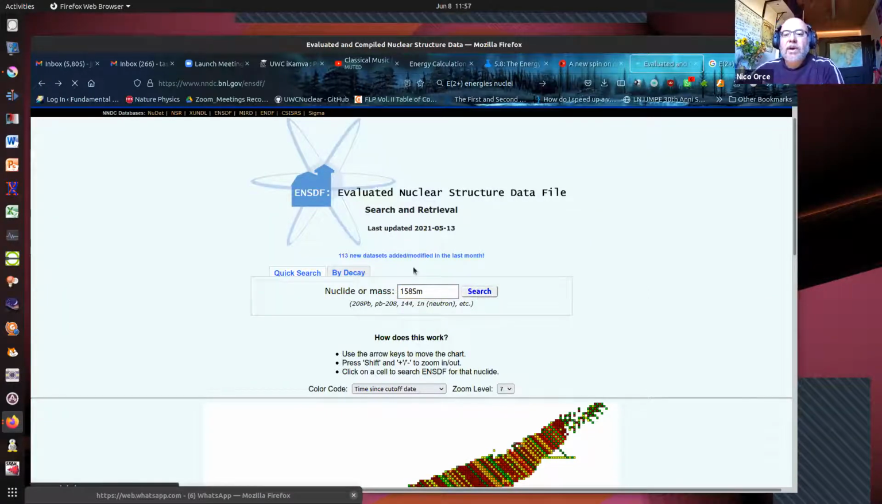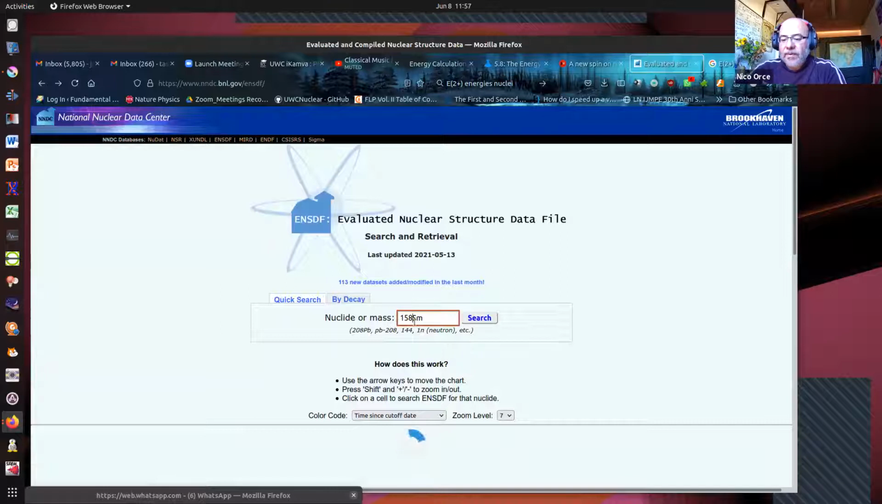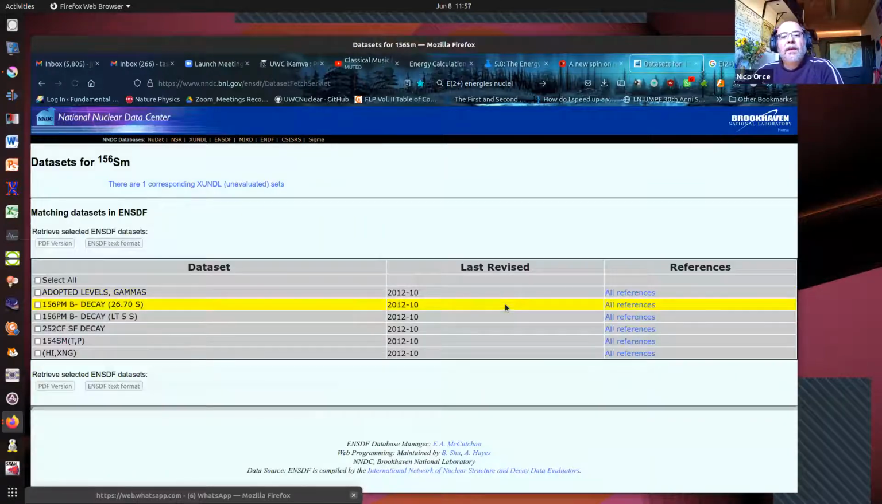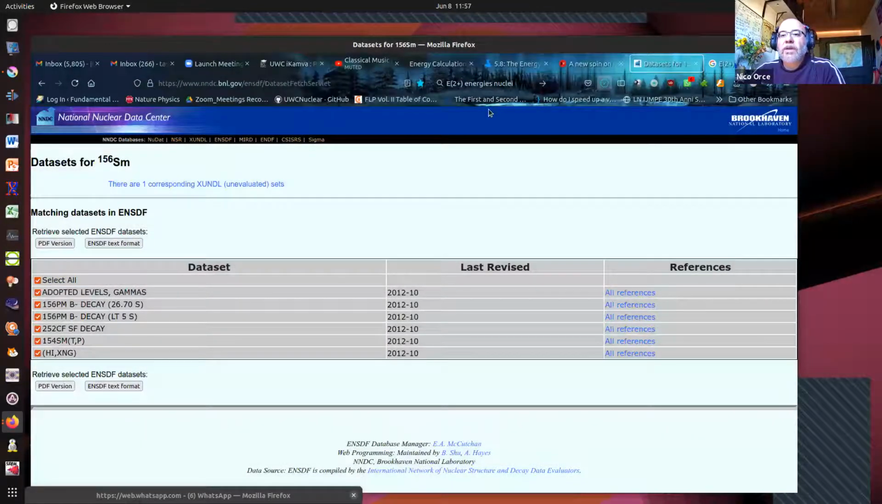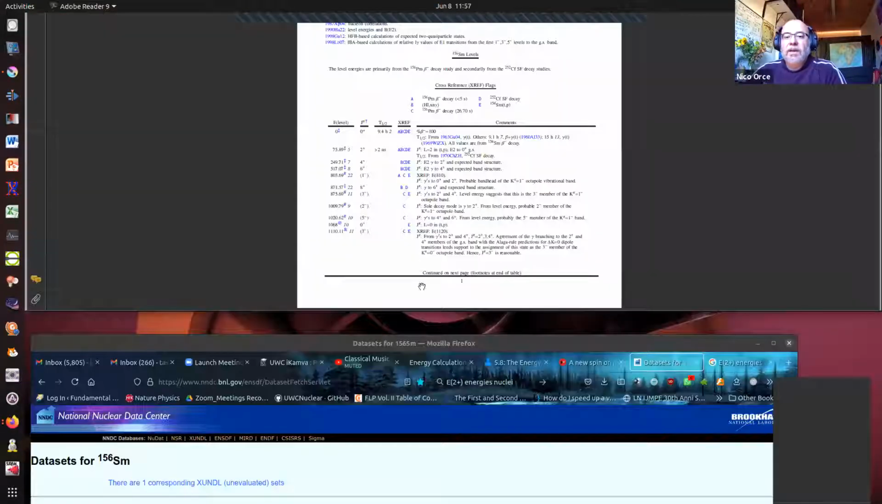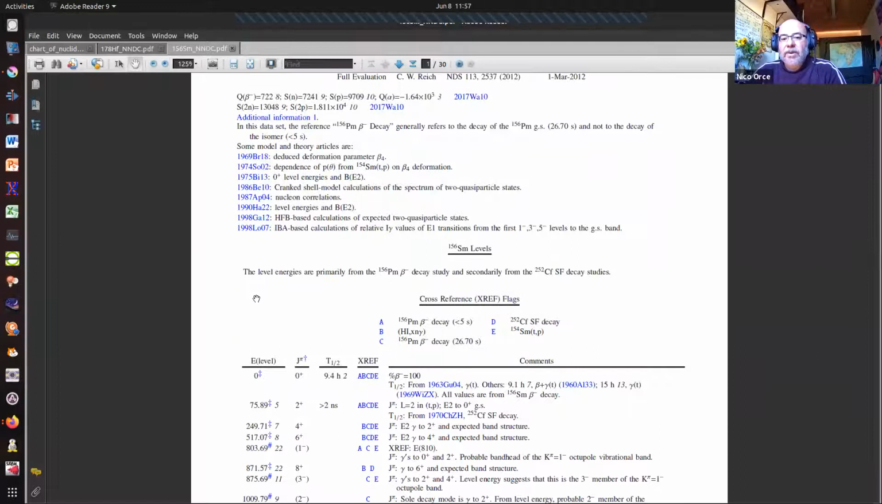And let's see how it looks. There's not many, so that's not very well known. Let's say samarium 156, and select all. Let's see how this one looks. 156 samarium NDC. And again, you go and do the same process as we have done ourselves. This looks a little bit better because the energy is a little bit lower.